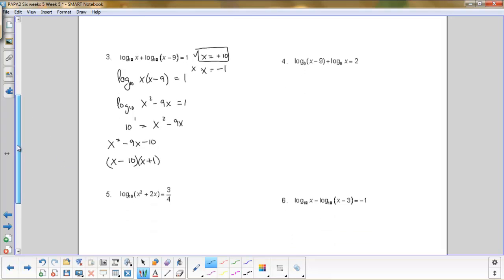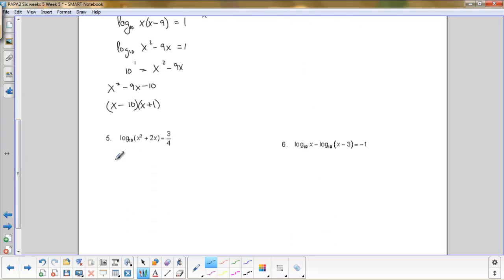Question number 5. Instead of doing any condensing, we're simply going to switch it into its other form. 16 to the 3/4 power equals x squared plus 2x. That's 8 equals x squared plus 2x. Moving the 8 to the other side gives me a factorable trinomial, and my factored binomials are x plus 4, x minus 2.